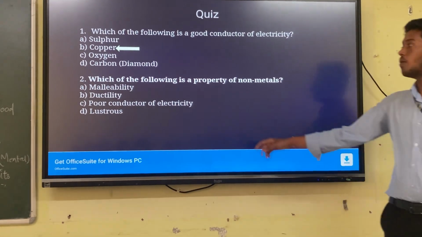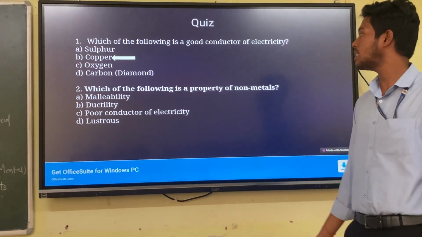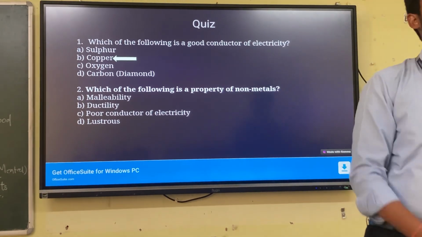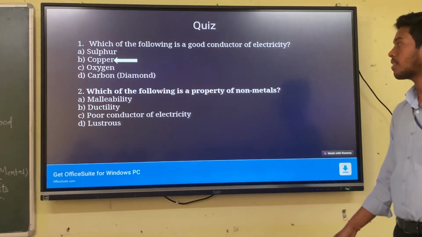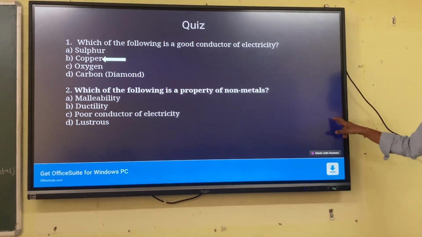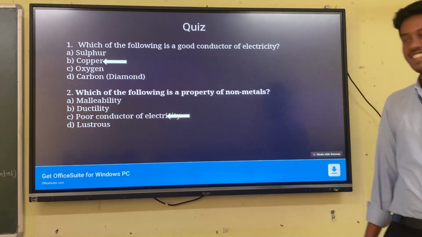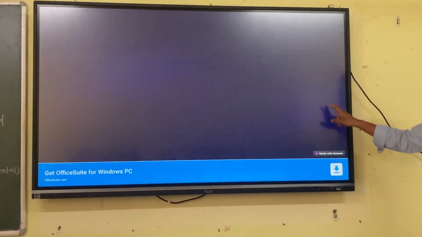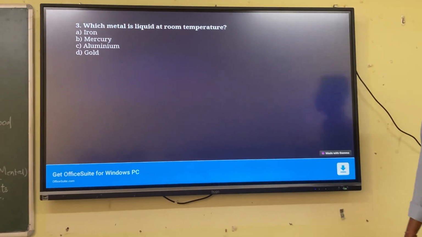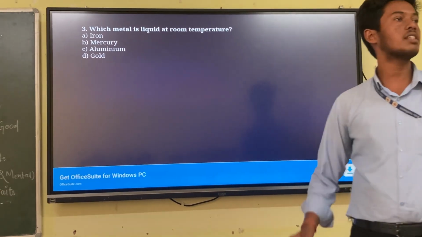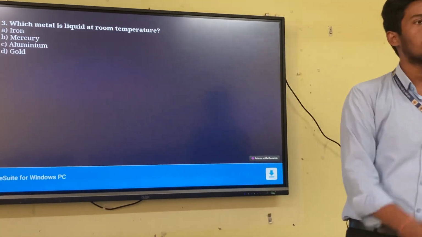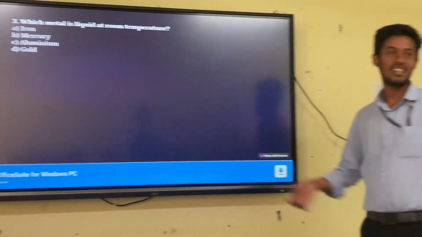Next question. Which of the following is a property of non-metals? Okay, Dipsita. Easy one. Thank you. Which metal is a liquid at room temperature? In the first image we saw. Mercury. Mercury. Thank you.